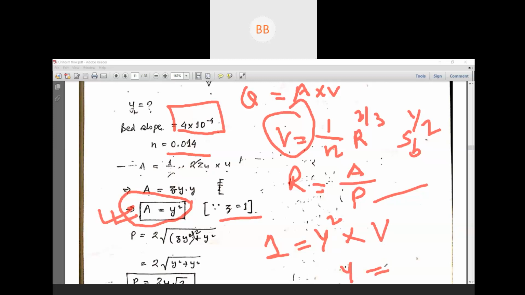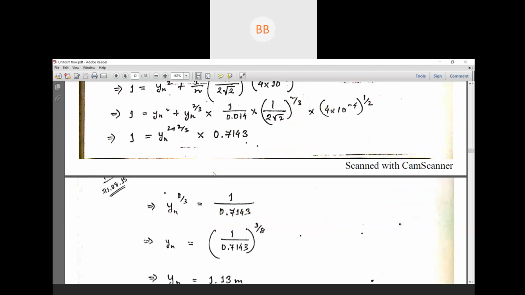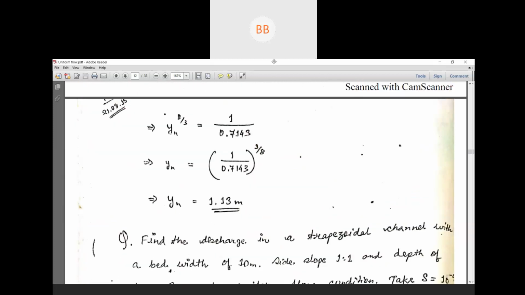So try to calculate and see whether you are getting 1.13 or not. Try to solve and see if you are getting the same value or not.